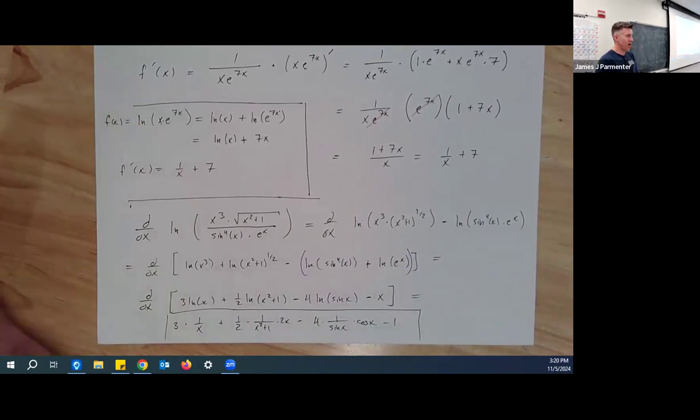So when people talk about differentiating logarithms, usually you want to take the time to simplify the logarithmic expression if it bears simplifying.